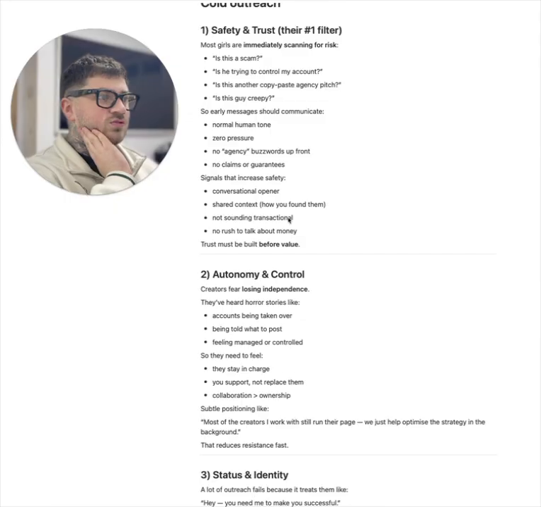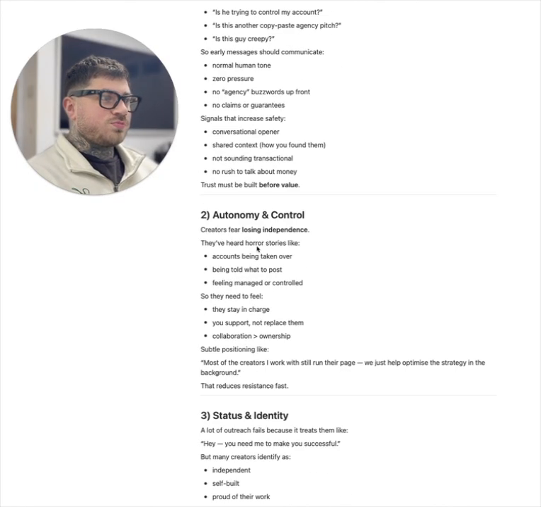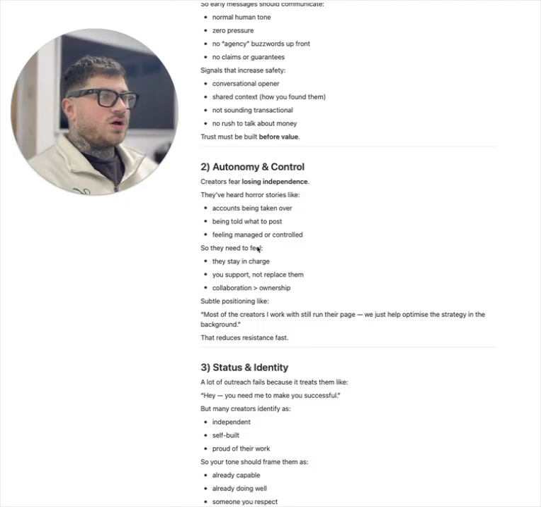You want to be very down to earth, sound like a human being, but also very confident. There's a fine line in between. So trust must be built before value. So have a normal conversation, then find the pain points, and then speak on the value. So autonomy and control: creators fear losing independence.